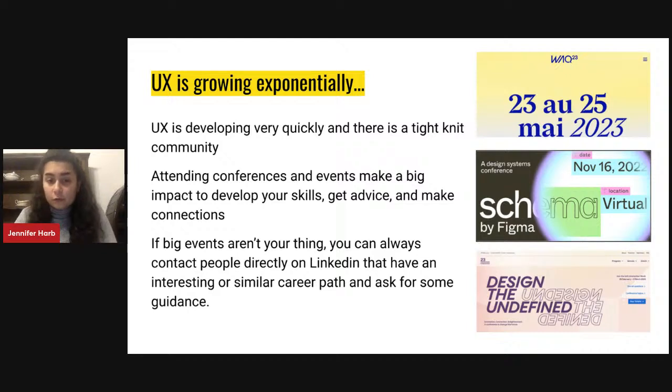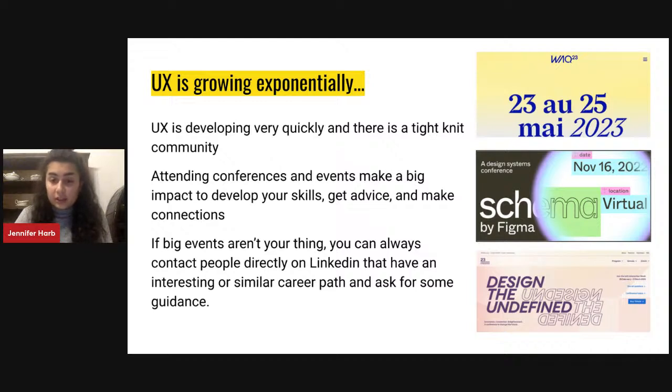There's a lot of conferences, no matter where you're at. There's a lot of conferences and events. After COVID, a lot of them are virtual. Some of them are starting to be again in person. And it can make a big impact on your career overall. It's the best way to keep your skills and your knowledge up to date with what's going on in the field, and also just develop your skills in general.